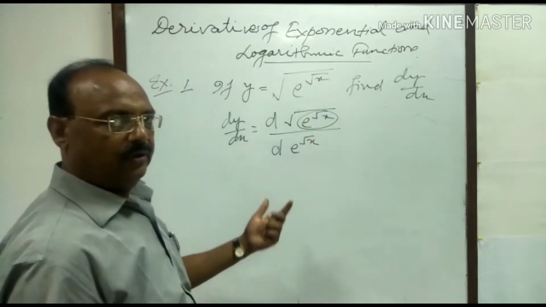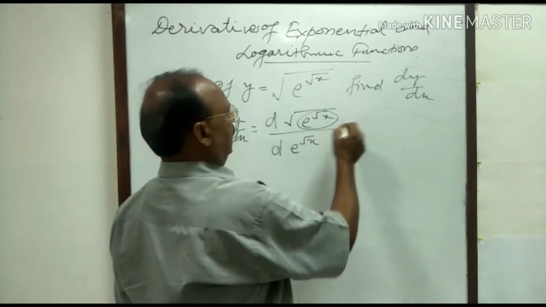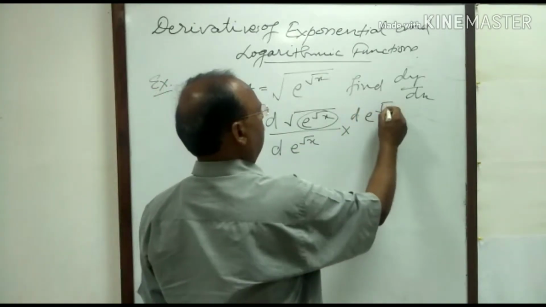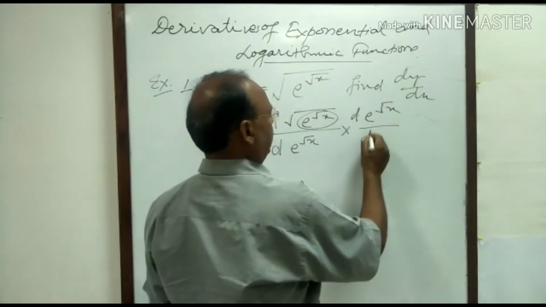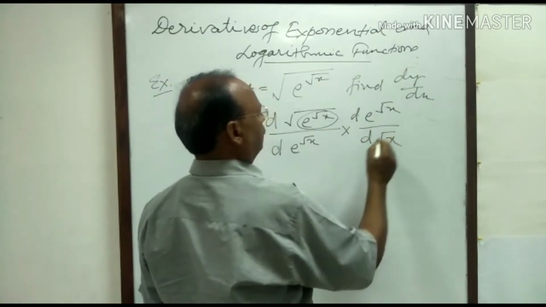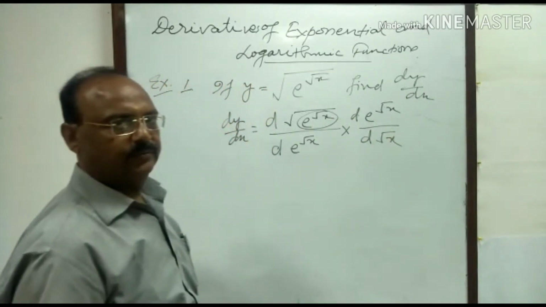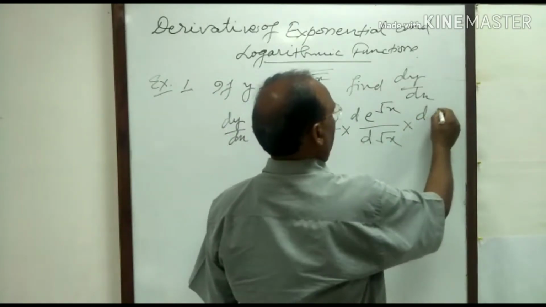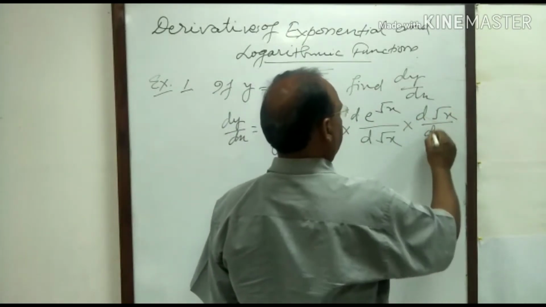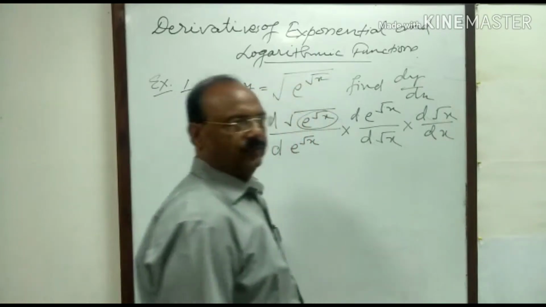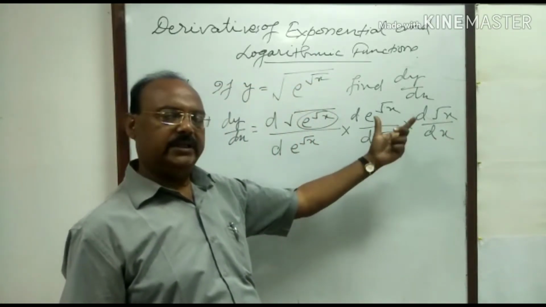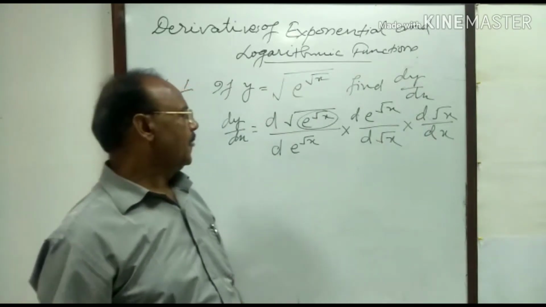And by chain rule, we will write here again the derivative of e to the power root x with respect to root x, into the derivative of root x with respect to x. So we are using here the chain rule that we have already discussed in the previous video.